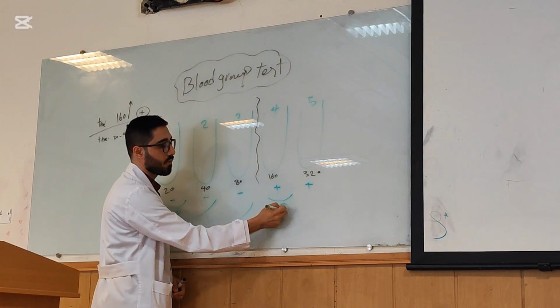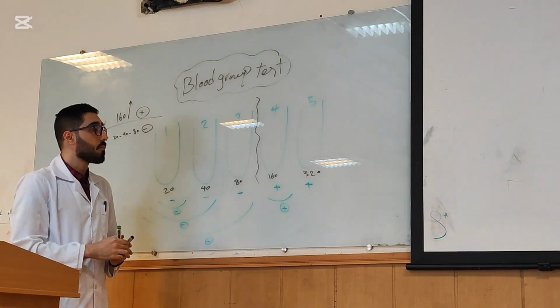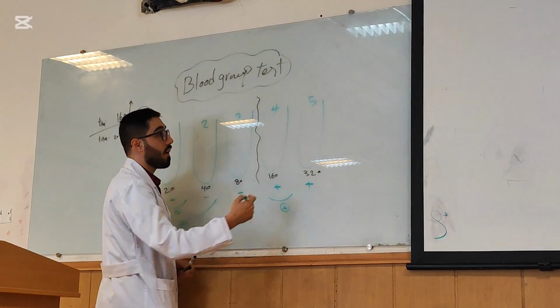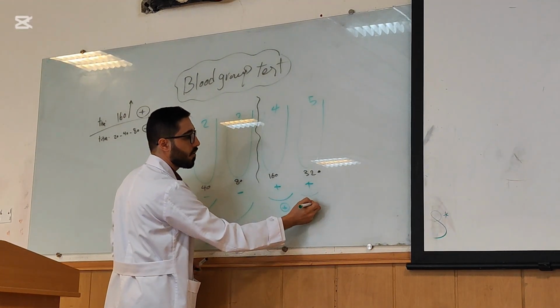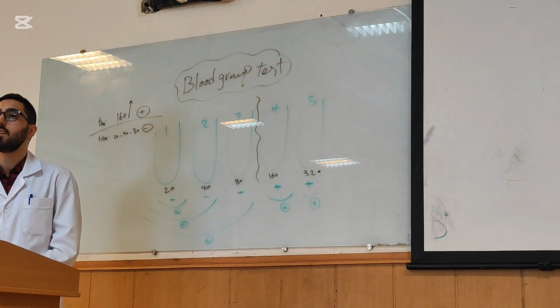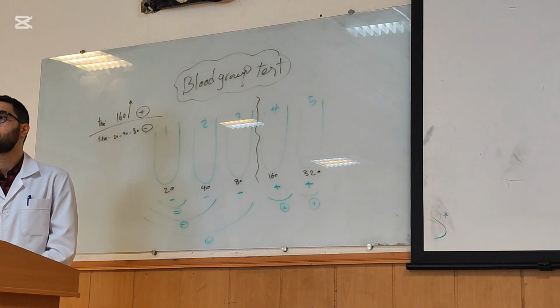Positive. Why? Because it has passed the borderline. And with the 5th tube, you have a positive, because it has passed the borderline. Any question? So, good? What was the mistake?